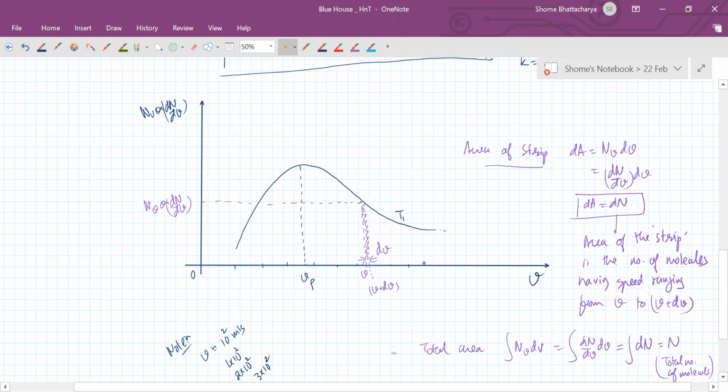For ideal gases, in conditions which are not of extremely high pressure or extremely low pressure, or extremely high or low temperature, something near about the standard STP conditions, the typical values of the speed are of this kind of order of magnitude.